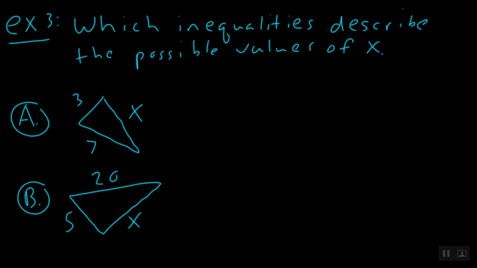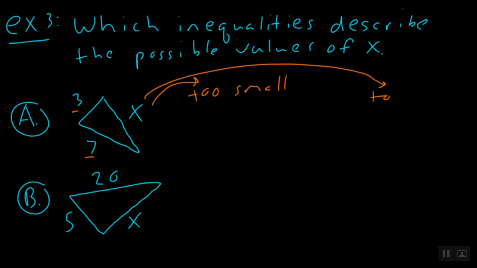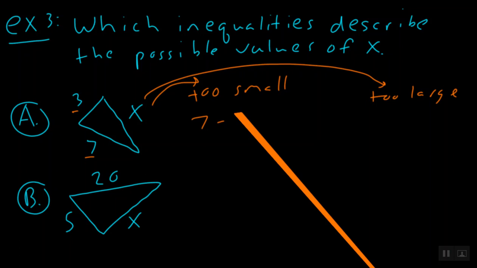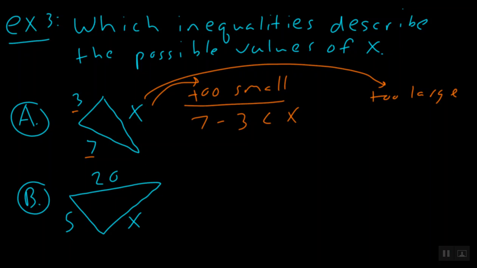Well, notice we have a 3 and we have a 7, and x could either be too small and then it just would not work, or x could wind up being too large. There's a sweet spot where we want to find x that could actually make a triangle in real life. So how are we going to find out when x is too small? Well, we do this by subtracting. We'll say 7 minus 3 is less than x. So this is when it's too small.